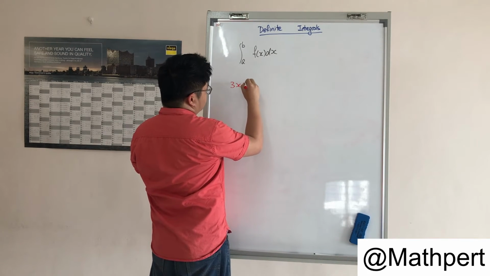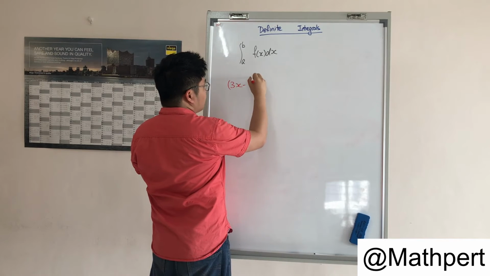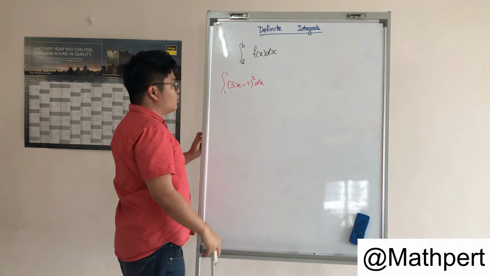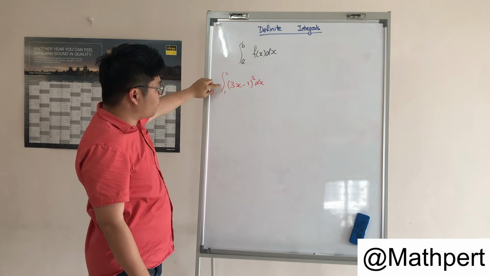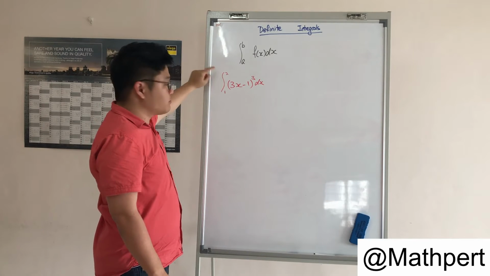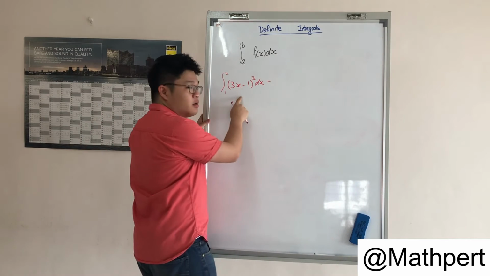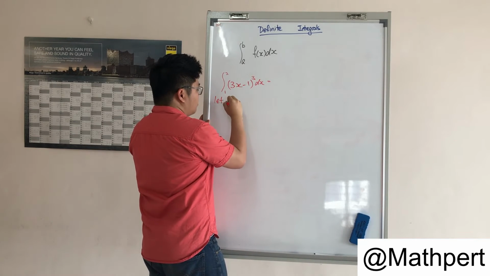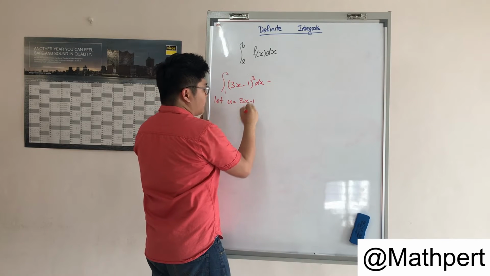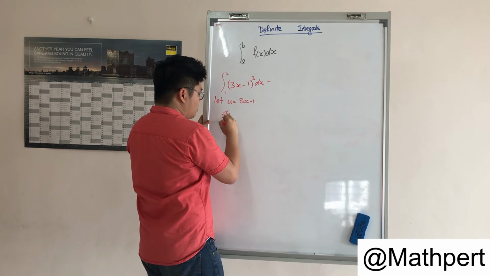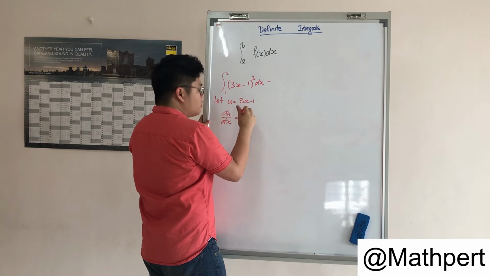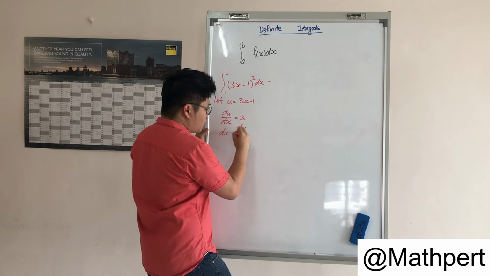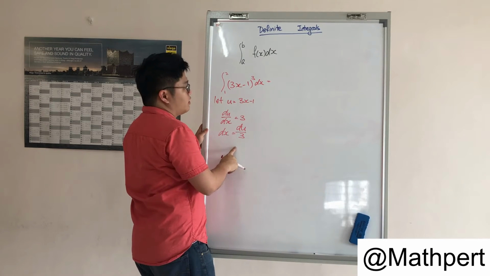(3x minus 1) cubed dx. Integrate from 1 to 2. Notice we integrate from 1 to 2, right? So here, how do we integrate this? By substitution method. So let u equal 3x minus 1. Then du/dx is 3. dx equals du over 3.